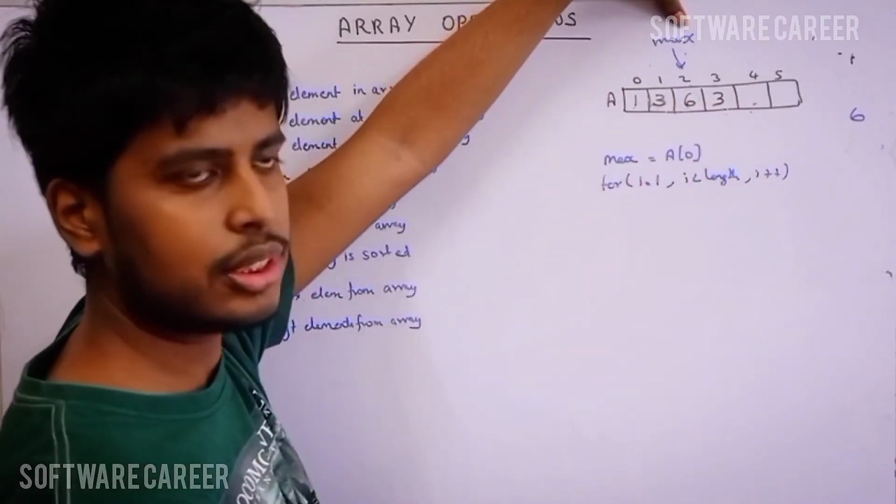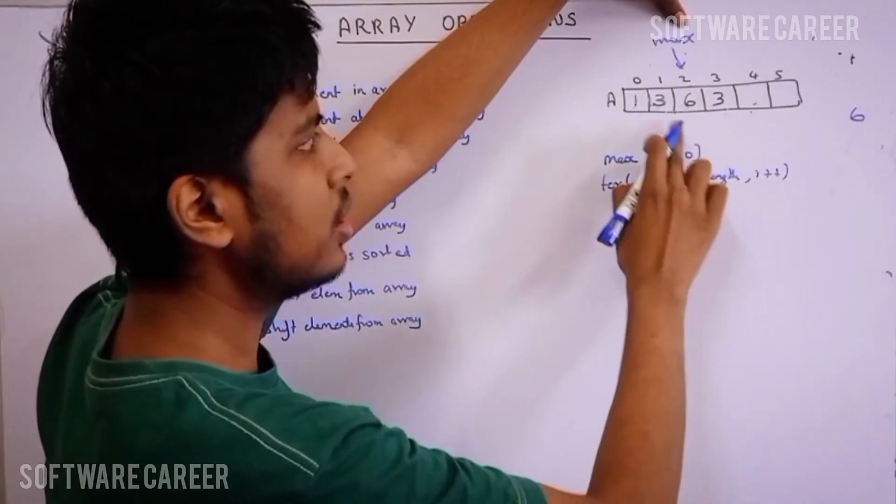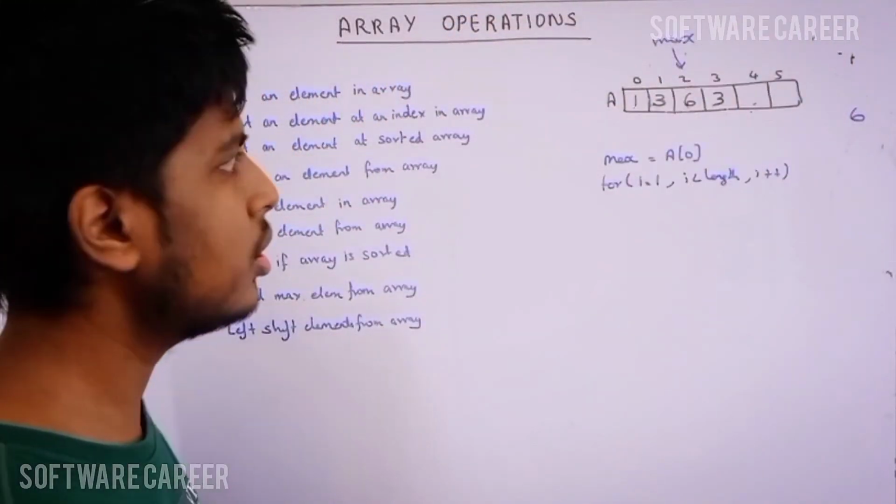3 is less than 6. So now maximum will be as it is. Now maximum is 6. It returns. This is how you should compare.